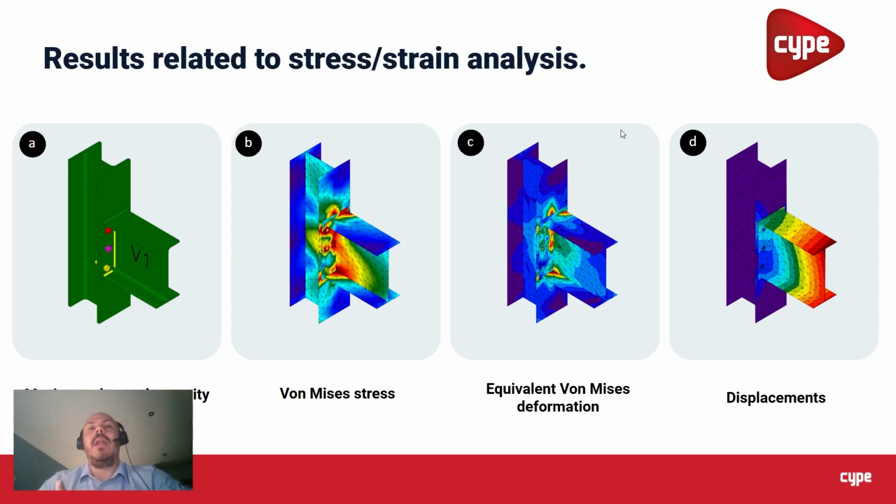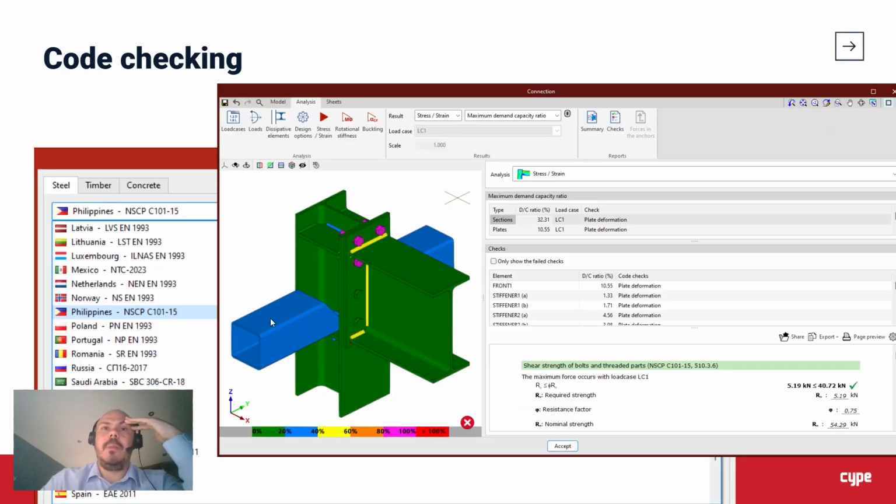Another result that we can have here that can help us decide how we'll model the structure is the maximum demand capacity ratio. It means in a scale from 0 to 100, we'll see how much of the resistance of each element we are using. In this case, for example, the red elements represent situations that are not safe. For example, this bolt that you can see here is probably not safe. Okay, the green elements, we can see in this picture, it's going to be easier. It's from 0 to 100%. So according to this scale, we can see where the critical elements are.